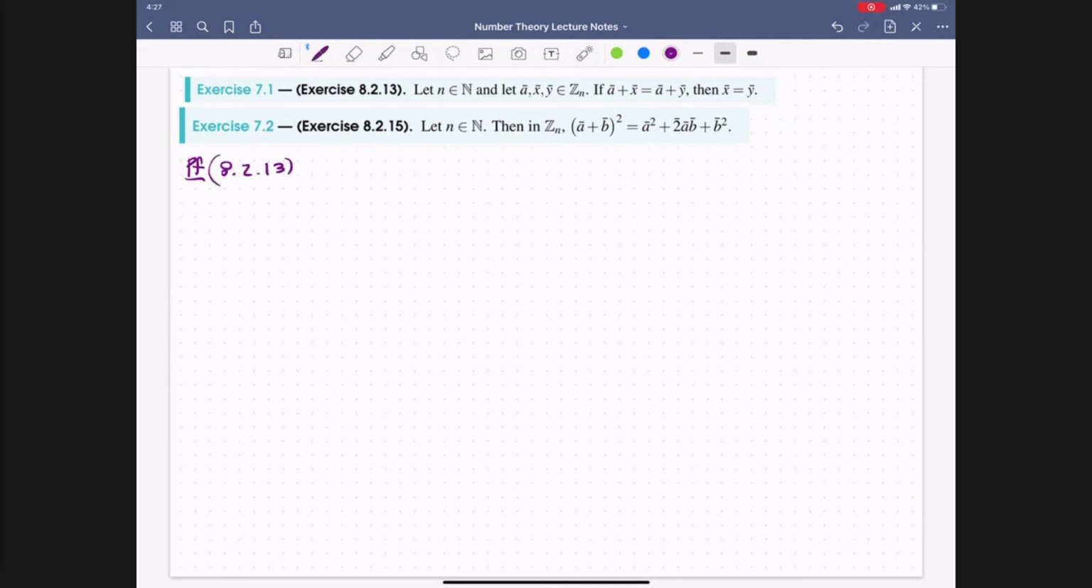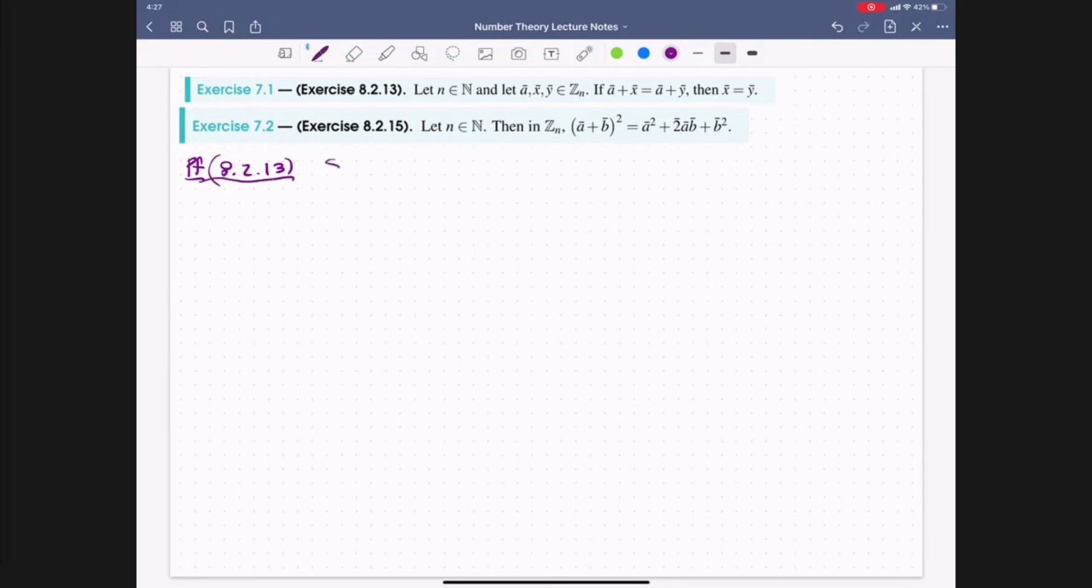And so what this says is if a, x, and y are all congruent classes in the integers modulo n, then if a bar plus x bar is equal to a bar plus y bar, then x bar equals y bar. And so let's go at this from only using the fact that the integers modulo n is a ring.